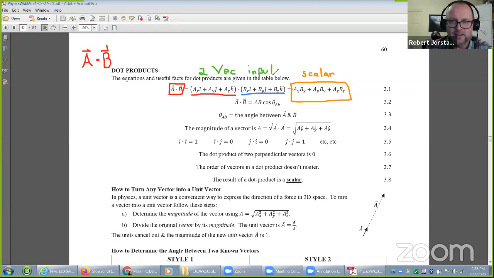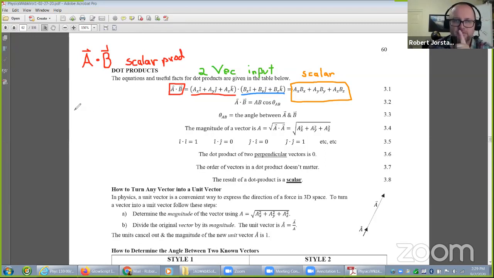The output is a scalar. Sometimes you may actually hear this referred to as the scalar product because the output is a scalar. Gee, I wonder what the output of the cross product is. Could it be a vector? Well, I don't know. We'll find out. Okay, so there's the scalar product.